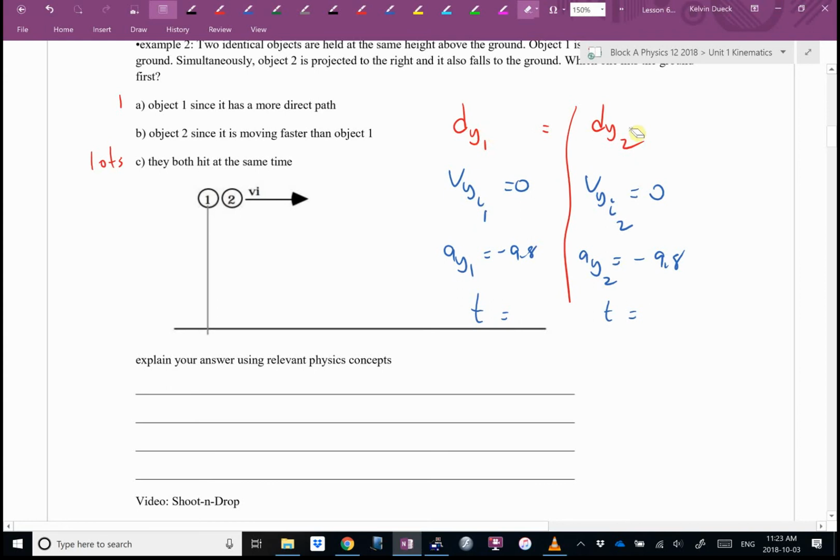If I have the same D and the same VI and the same A, don't I have to get the same T because of D equals VIT plus a half AT squared? Oh, you know what? Let's just for giggles get the T by itself. Over here, let's write D equals VIT plus a half AT squared, but VI is 0. How would you get that T by itself?